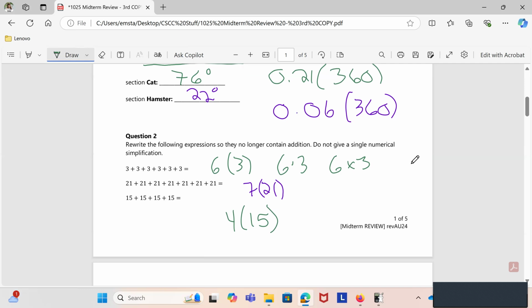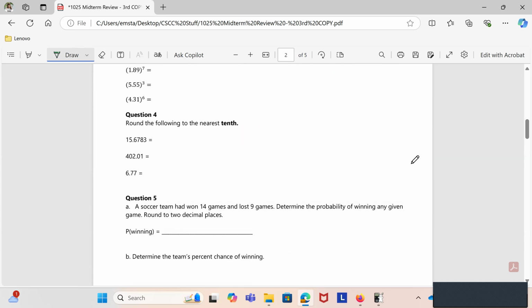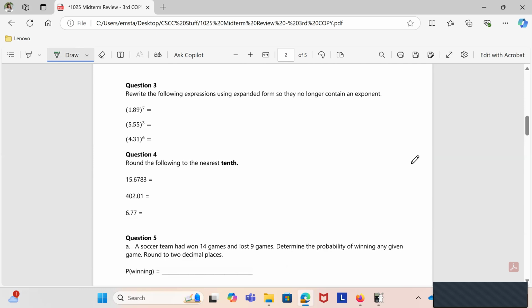All right. Perfect. Number 3 is very similar. I am going to write out the middle one, and then I'm going to pull up the answer key for the other two because I wrote them out earlier, and I can't write that small. So this one is exponents. So it's not repeated addition now. It's repeated multiplication. So the middle one, it says 5.55 to the third power.